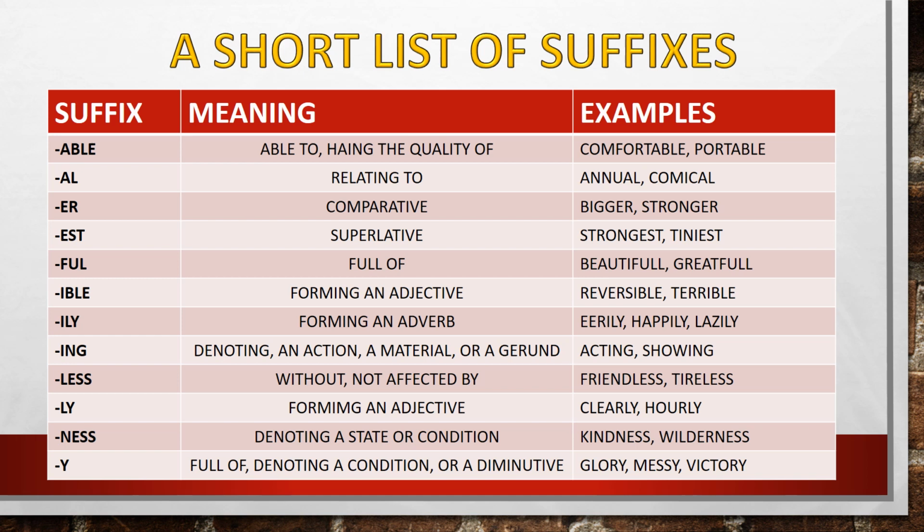Ing means denoting an action, a material, or a gerund. For example, acting, showing. Less means without, not affected by. For example, friendless, tireless. Ly means forming an adjective. For example, clearly, orally. Ness means denoting a state or condition. For example, kindness, wilderness. Y means full of, denoting a condition or a diminutive. For example, glory, messy, victory.